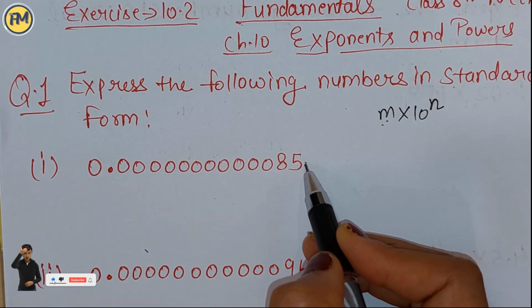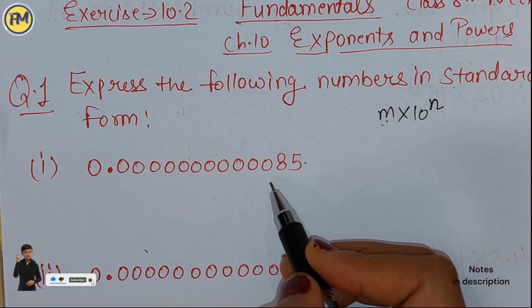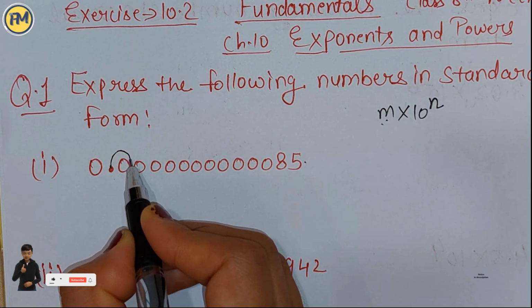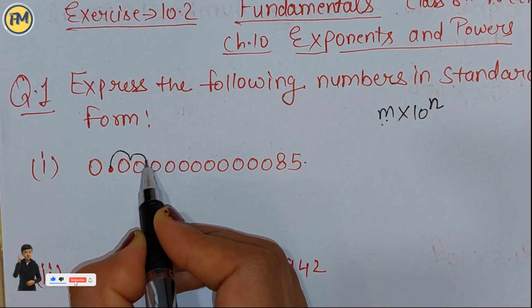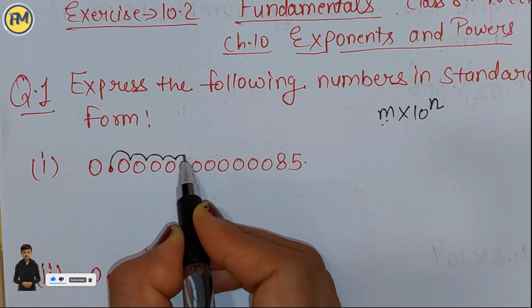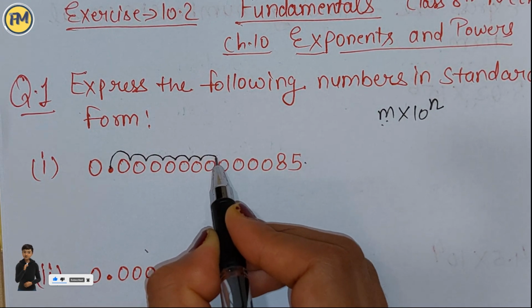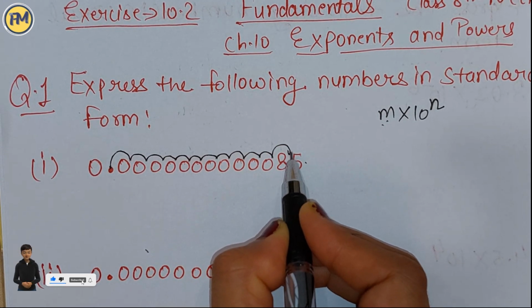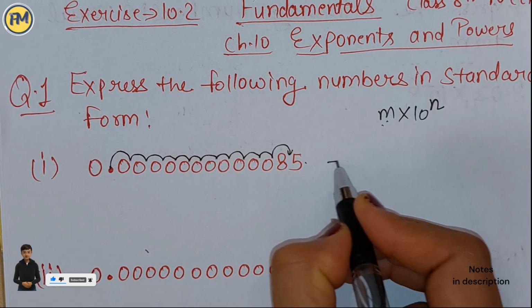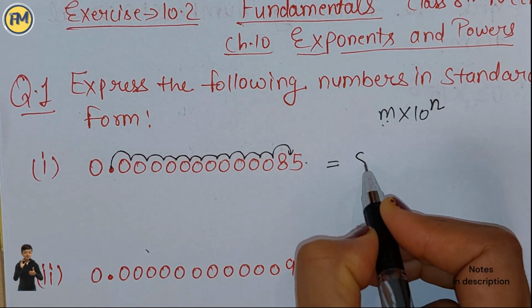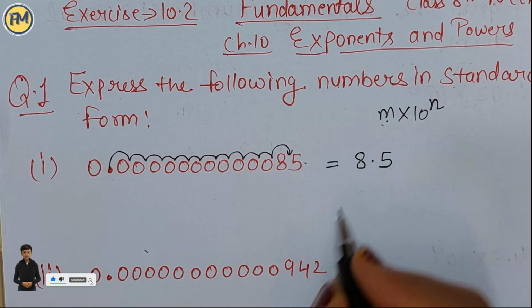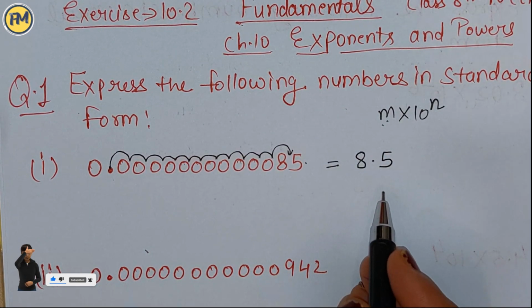If you put the decimal point here, then it will become 85. So we will shift this decimal point and count the steps: 1, 2, 3, 4, 5, 6, 7, 8, 9, 10, 11, 12. So we are reaching here in 12 steps. So the decimal point will come here, 8.5, and you are moving to the right side.